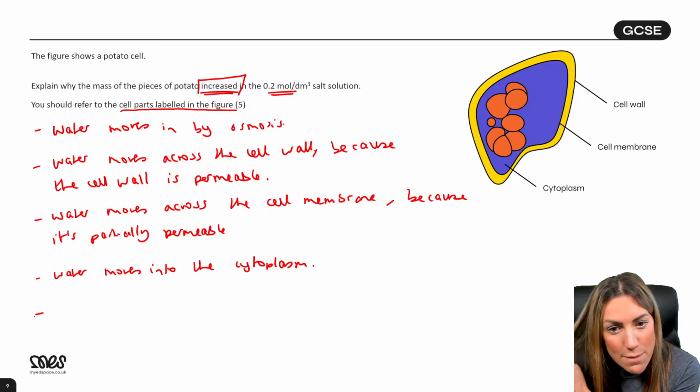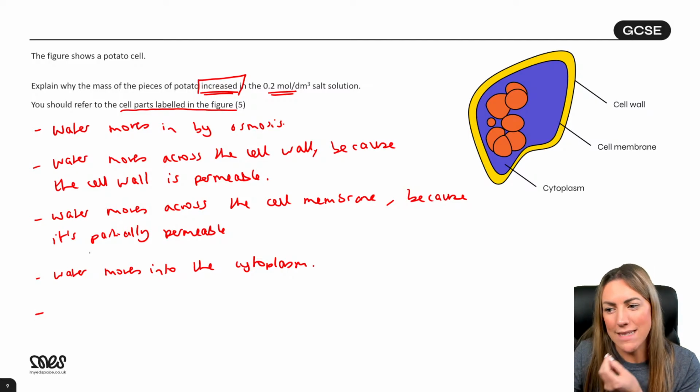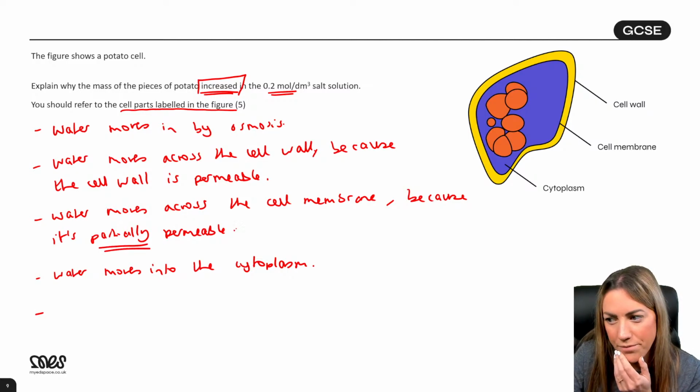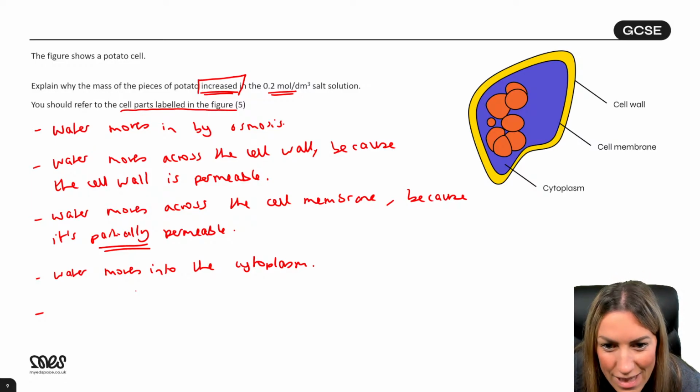Yes, semi-permeable membrane or partially permeable membrane is the cell membrane. It's better to say partially permeable than semi-permeable. This is 5 marks. Selectively permeable is okay as well.